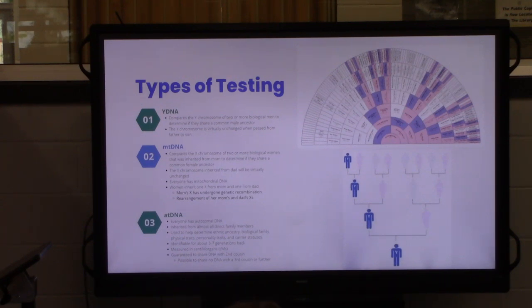recombinated X chromosome. And then this one right here shows us how Y DNA works. It's along that one line, passed from father to son. So this person here at the bottom has the same Y chromosome that his great-grandfather had, and so on and so forth. And that goes back for many, many generations.